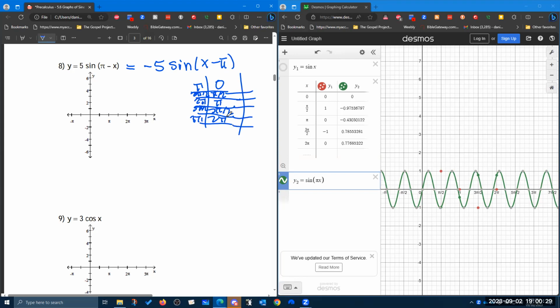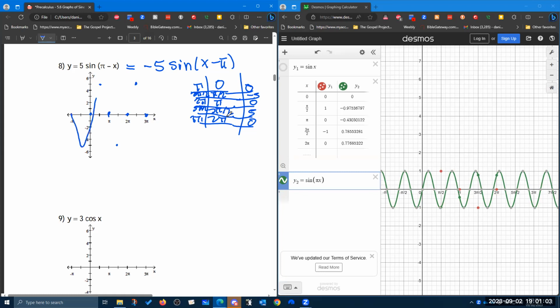So 0 times negative 5 is 0. 1 times negative 5 is negative 5. This is a 0, this is a 5, and this is a 0. So at pi, we have a 0. At 3 pi over 2, we have negative 5. At 2 pi, we have a 0. At 5 pi over 2, we have a positive 5. 3 pi, we have a 0. And we could continue that pattern here if we would like.